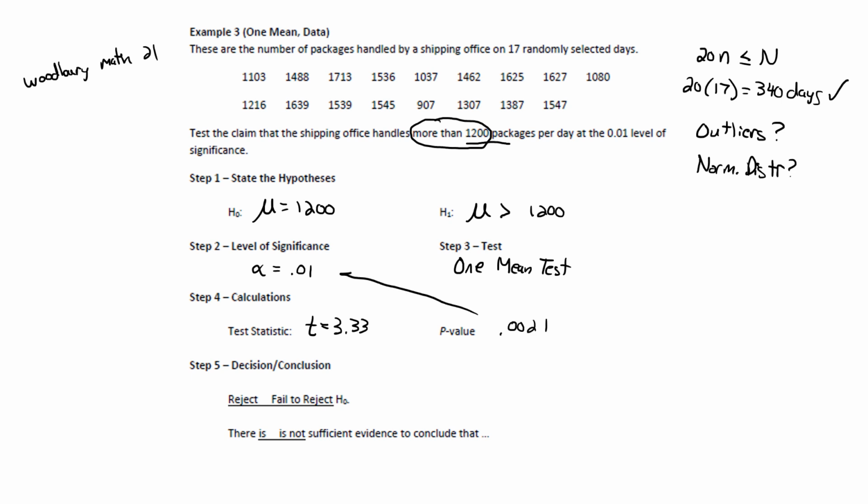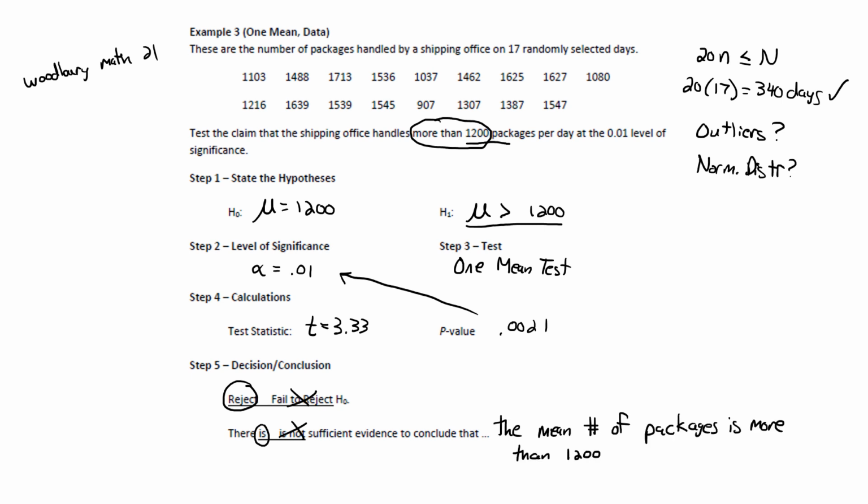That is less than the level of significance, so that tells us to reject the null hypothesis. We're saying we believe it's false. And whenever we reject the null hypothesis, that means that there is sufficient evidence to conclude that the alternative hypothesis is true, namely here that the mean is more than 1200. So in this problem, that means that the mean number of packages is more than 1200 per day.